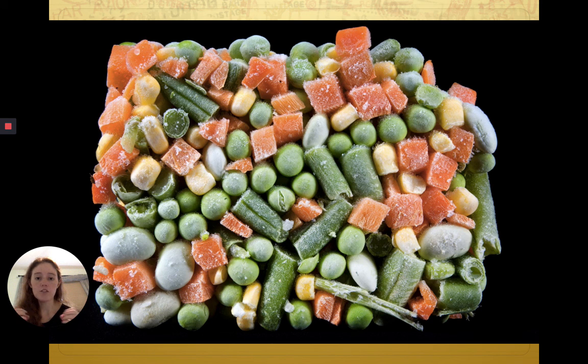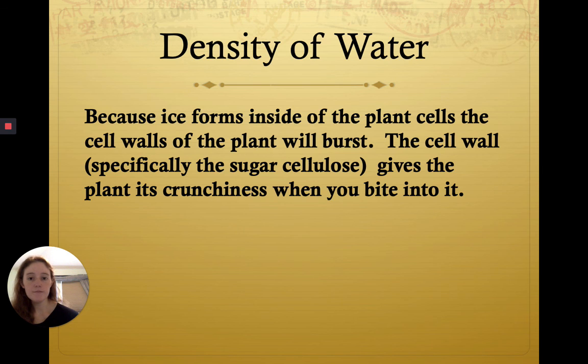It's the cell wall. So whenever that cell wall gets pushed out against and popped, now you're going to have a vegetable that is not so crisp. Which is basically what I just said here. Because ice forms inside the plant cells, the cell walls of the plant will burst. The cell wall gives the plant its crunchiness when you bite into it.